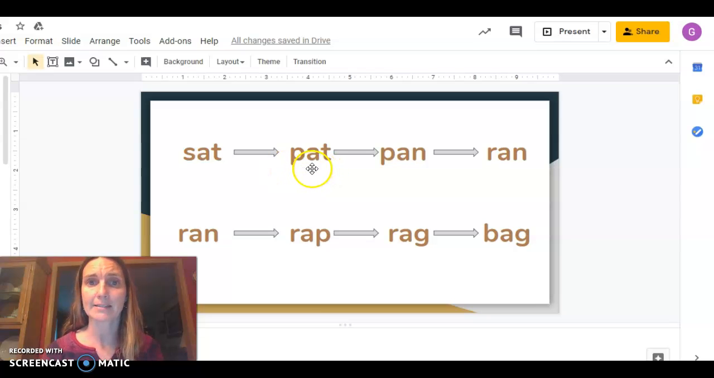I want to take pat and turn it into pan. I think about where that sound change is going to happen. Pat, pan. I hear that the last sound is going to change, so I say goodbye to the letter T and hello to the letter N to make the word pan. To turn pan into ran, I think about where that sound change is going to happen. Pan, ran, and I hear the first sound change. So I say goodbye to the letter P and hello to the letter R to make the word ran.